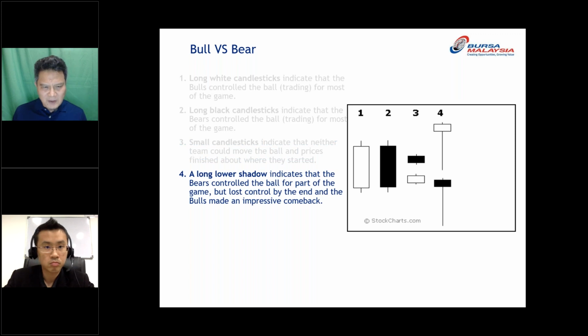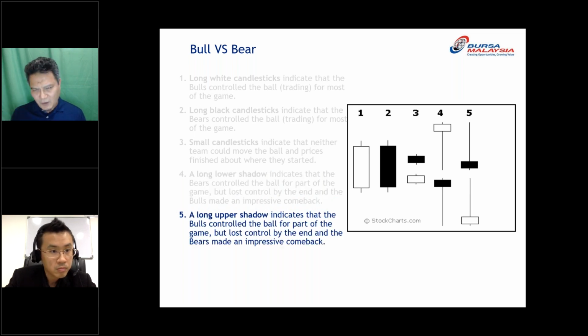And a long lower shadow indicates that the bear controlled the ball for part of the game, but lost control by the end, and the bull made an impressive comeback. So that is what we call a long lower shadow. And the next one is a long upper shadow. That is the other way around. In the beginning, the bull is in control, but towards the end, the bear is in control.